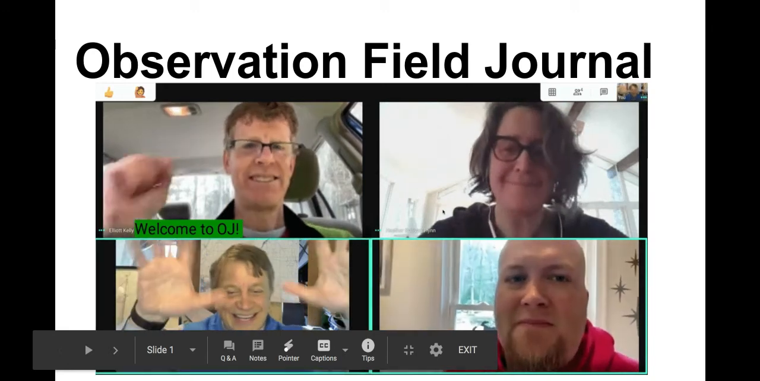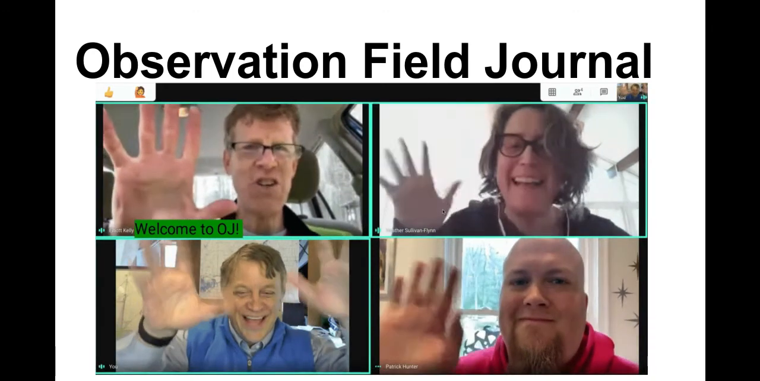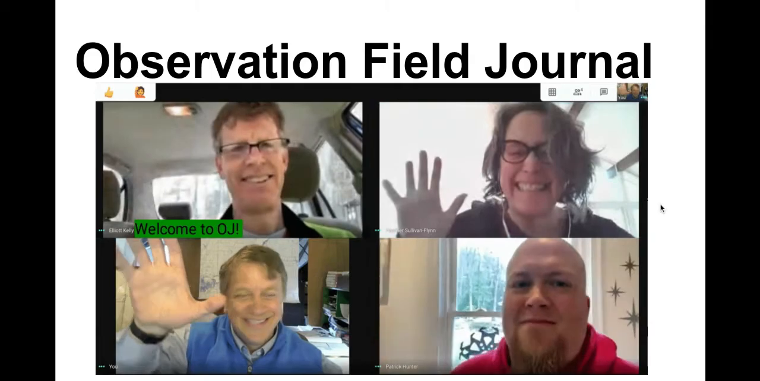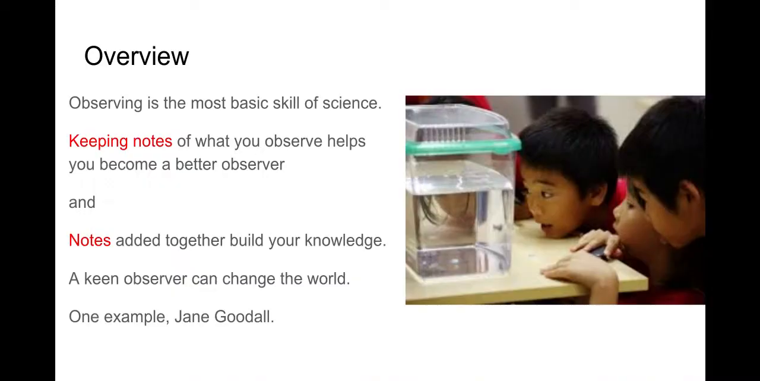Hi, everybody. I want to talk to you a little bit about this observation field journal. We are going to be looking at the skill of observing. Observing is one of the most basic science skills. The idea is you keep notes about what you observe, you become a better observer, and the notes added together help you build your knowledge. And a keen observer can change the world.